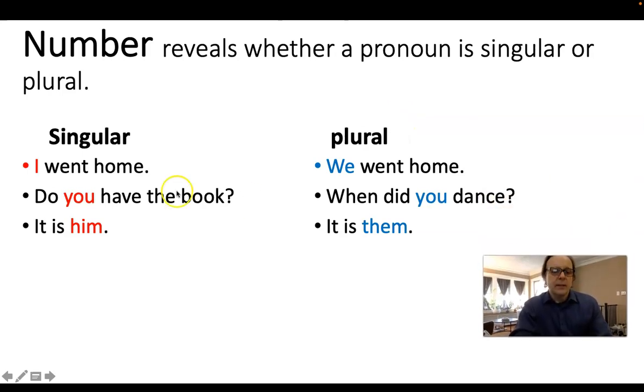Number, again, singular, plural. "I went home," "we went home." "Do you have the book?" "When did you dance?" If you are using plural, again, it's more about being consistent, making sure your pronoun and your subject match, whether plural or singular. Sometimes, in a sentence like this, it's not going to matter because we only have one subject. In some sentences, it'll be more obvious. But the thing to note while you're writing is that you're staying consistent as you go through, paragraph to paragraph.